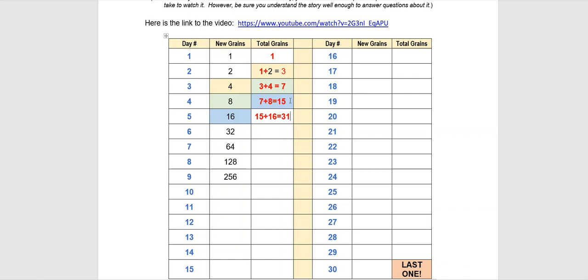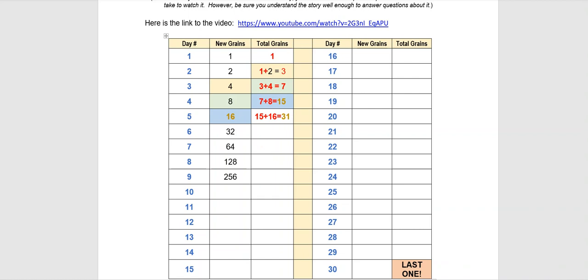So I've added the total we had at the end of day 4. So this 15 is what we already had, and I'm adding that to the 16 that were just given to us on day 5. And when I add those together, it looks like I have a total of 31 at the end of day 5. And so on. I could keep going.